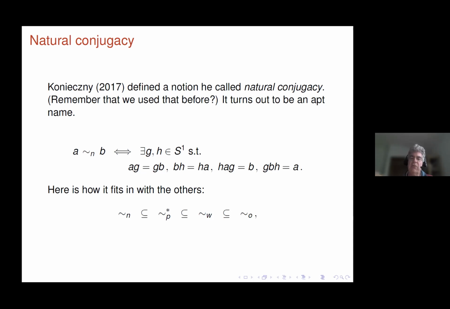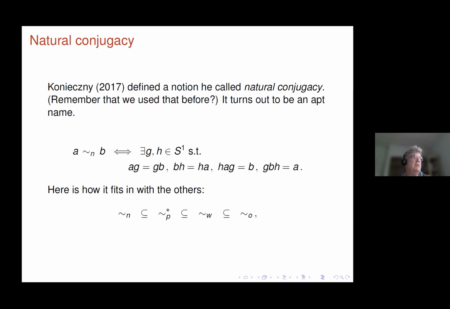And in addition to that, we have something that looks like classical conjugacy, and it would be if H and G were actually inverses of each other. Now here they're not assumed to be. Now this one, in some sense, is the strongest notion of conjugacy. And here's how it fits in with the other ones we mentioned.